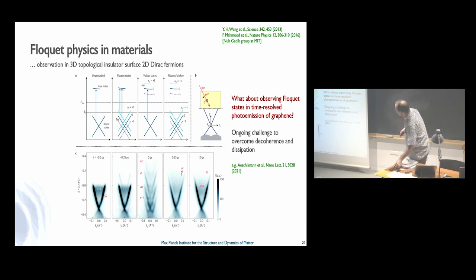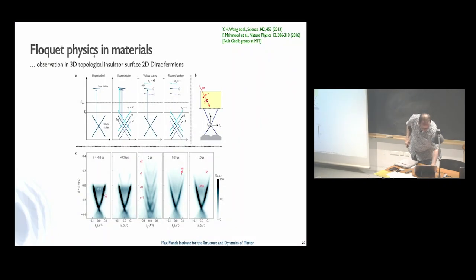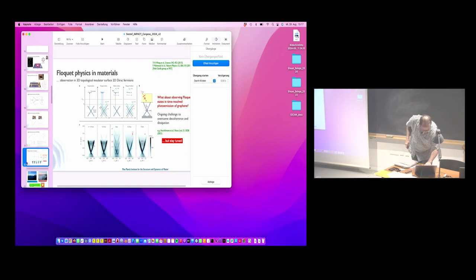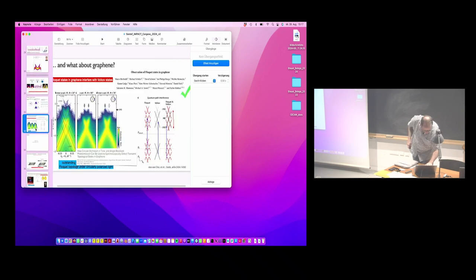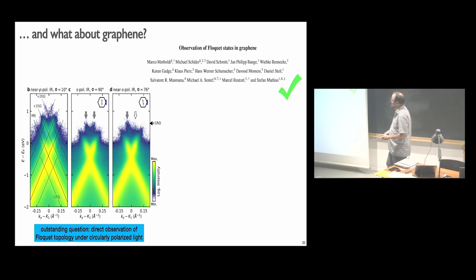But now I want to ask the question, what about observing Floquet states also on time-resolved photo emission? And this is an ongoing challenge to overcome decoherence. I noticed that I've been talking for way too long. So I will skip one entire part of my story because I also want to talk a little bit more about cavities. Okay. So what about graphene?